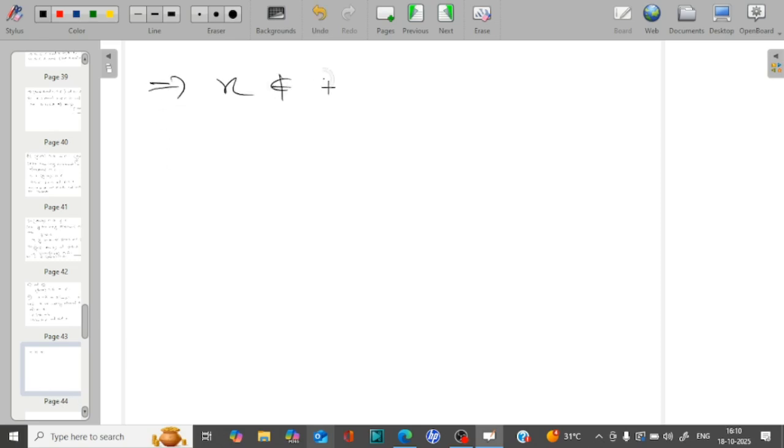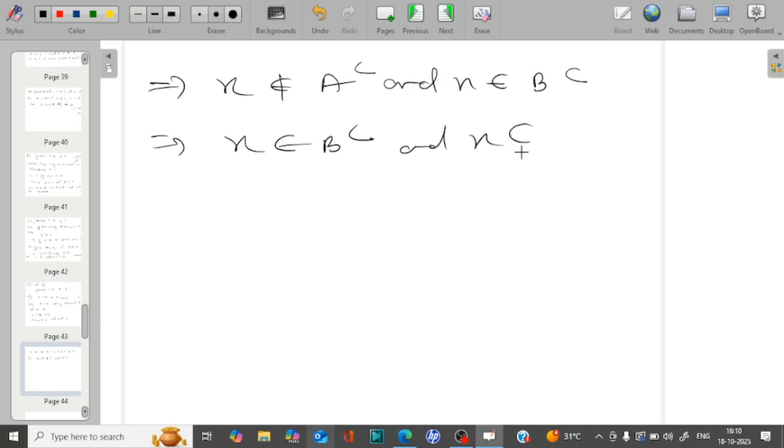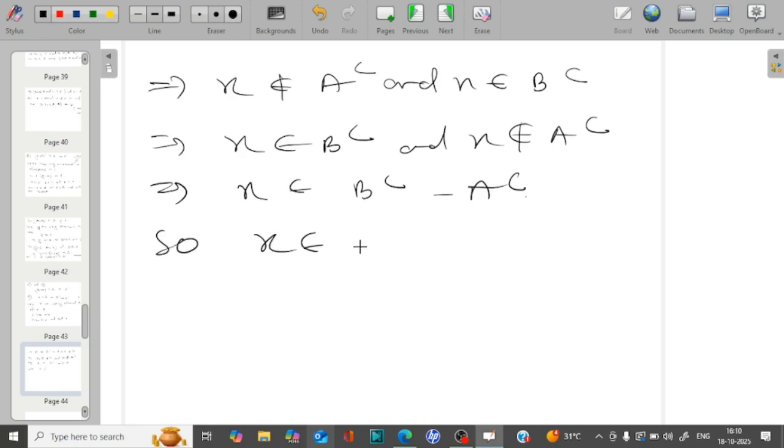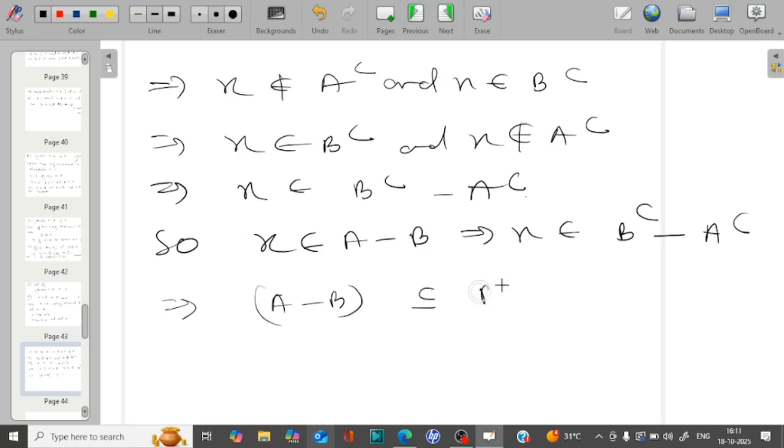that implies x does not belong to A complementation and x belongs to B complementation, that implies x belongs to B complementation and x does not belong to A complementation, okay. That implies x belongs to B complementation difference A complementation, okay. So x belongs to A difference B implies that x belongs to B complementation difference A complementation, therefore A difference B is a subset of B complementation difference A complementation, okay.